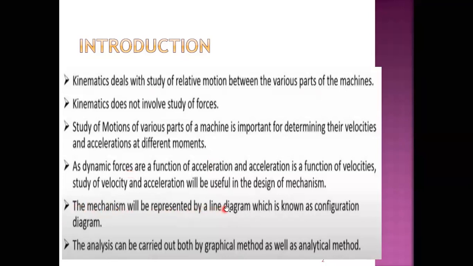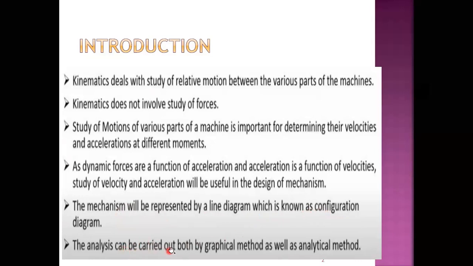The mechanism will be represented by a line diagram, which is known as a configuration diagram. That is your first module, where we wrote all the types of mechanism. It is called a configuration diagram, and it also has one more name, space diagram. By representing with lines, you draw different types of mechanism, like the crank lever mechanism and the straight line mechanism. That line diagram is called a configuration diagram. It is also known as a space diagram.